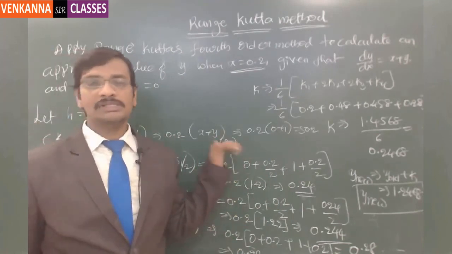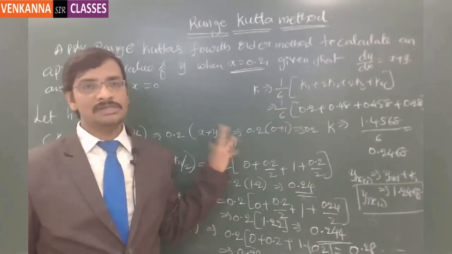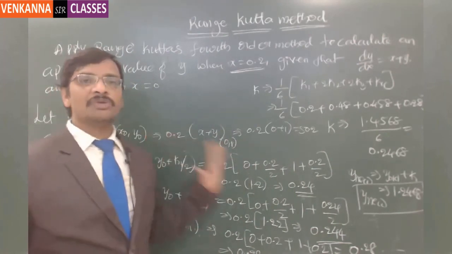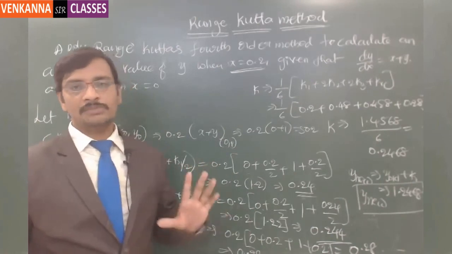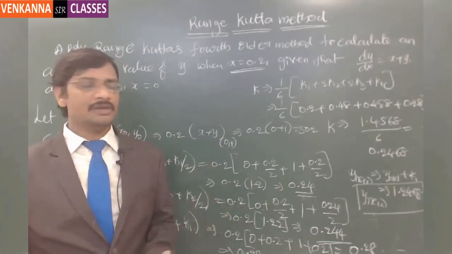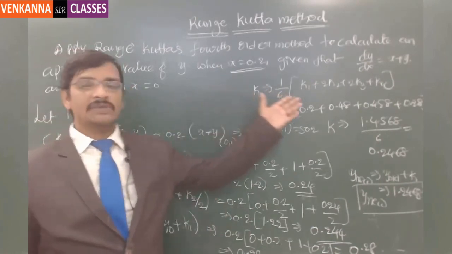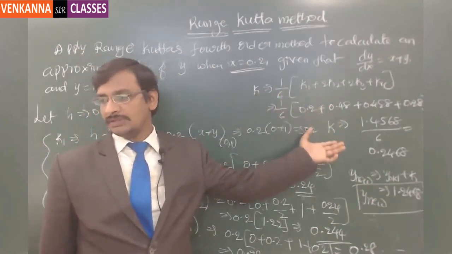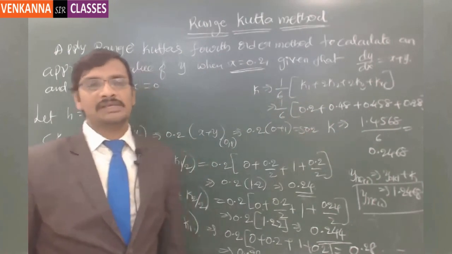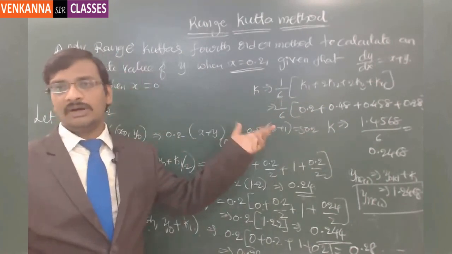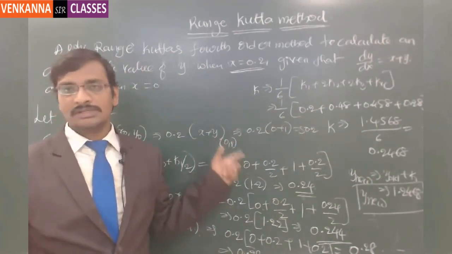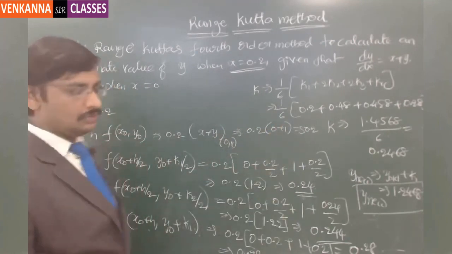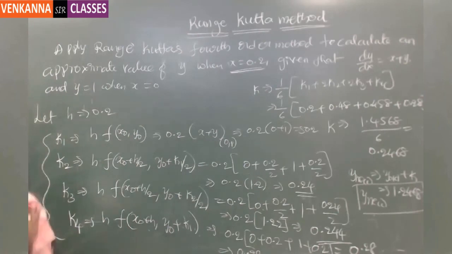This is a more accurate value, and at the same time easy to calculate. So straight away, without even worrying about the differential equation, if it is of the form dy by dx equal to f of x comma y, then calculate the k1, k2, k3 and k4 values, then calculate 1 by 6 of all these, and then you can say that the next y value is going to be the sum of y naught plus the k value. Got it? So this is about the Runge-Kutta method.